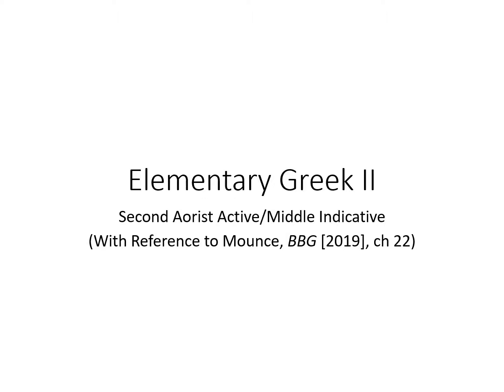We have begun to think about past time verbs. We've looked at the imperfect in chapter 21 and now on to chapter 22 and the aorist. These two tense stems both use secondary endings. They are past time, and we'll think about the differences today.